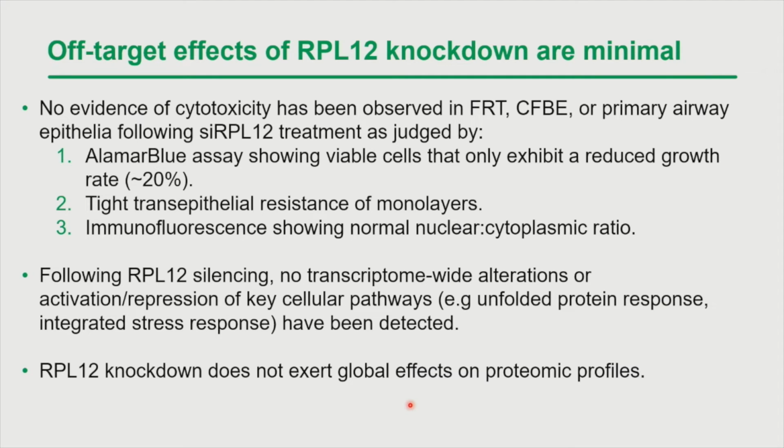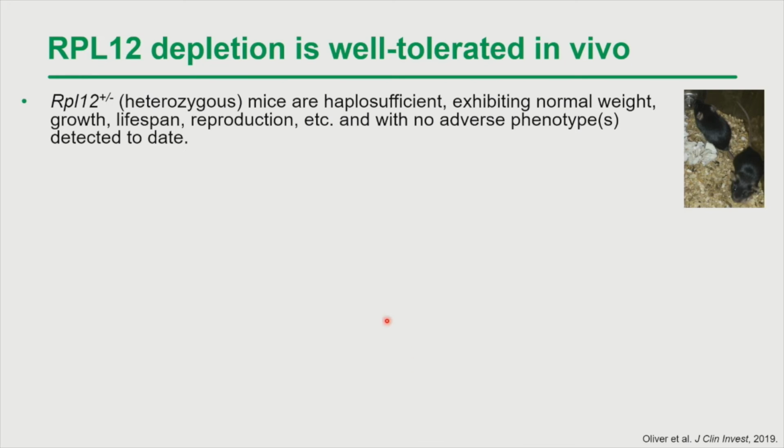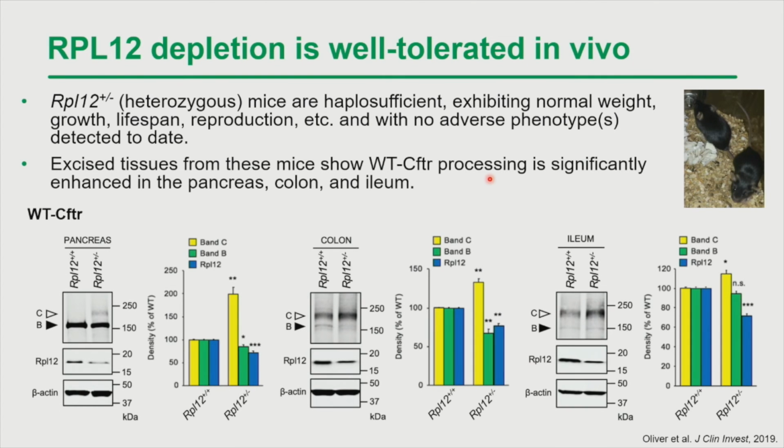And hopefully what I hope to be most of the convincing data is that we have found RPL12 depletion in vivo is well tolerated. This was evidenced by an RPL12 heterozygous mouse line that we generated a number of years ago, where there were no detectable phenotypes that we could observe. We also found that excised tissues from these mice, which are C57 black 6 and so expressing wild-type mouse CFTR, showed that the processing of that protein was significantly enhanced in the pancreas, colon, and ileum.